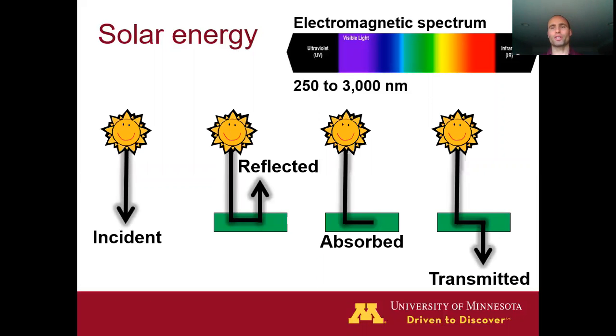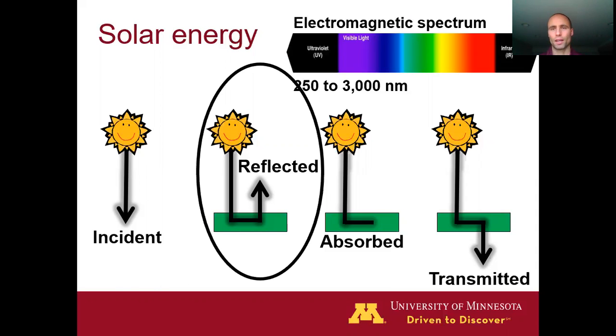So when the sun's energy comes down to the Earth's surface and hits plant material, which we're representing here with these green rectangles, some of that energy is reflected back up into the sky. Some of it's absorbed by the leaves for photosynthesis. Some of that energy passes through the leaf or is transmitted through the leaf. And for remote sensing purposes, what we're interested in is the energy that's reflected back up into the sky.